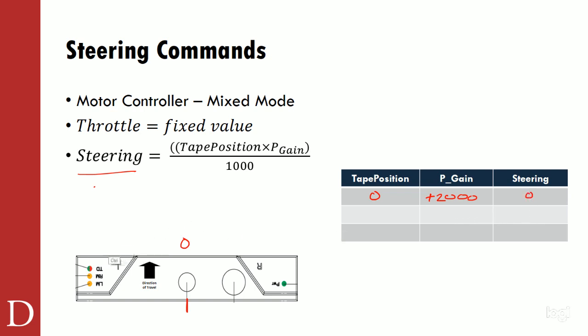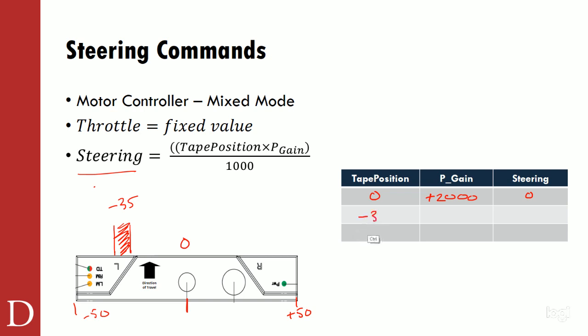However, if the tape was, let's say, over here on this side, and maybe we'll call this, remember this was zero, this was negative 50 over here, and this was positive 50 on this end. So if I'm here, maybe I'll call this negative 35.